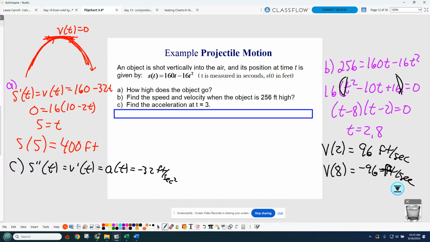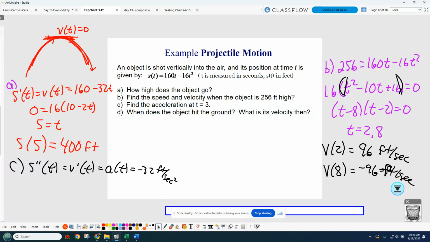Good? Meh. When does the object hit the ground?